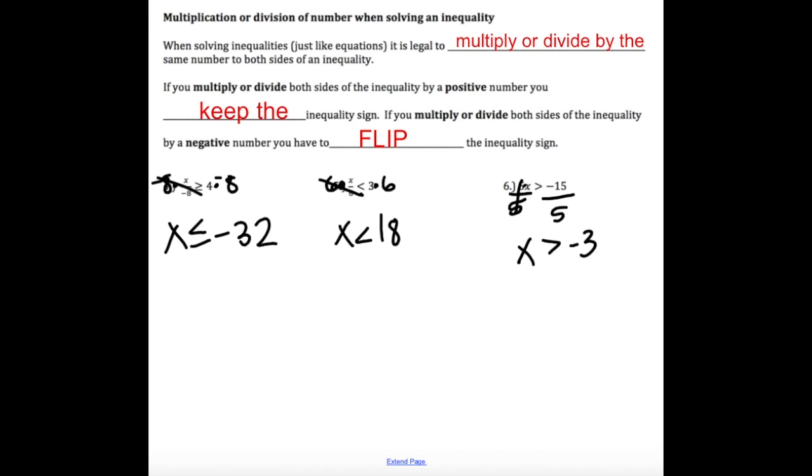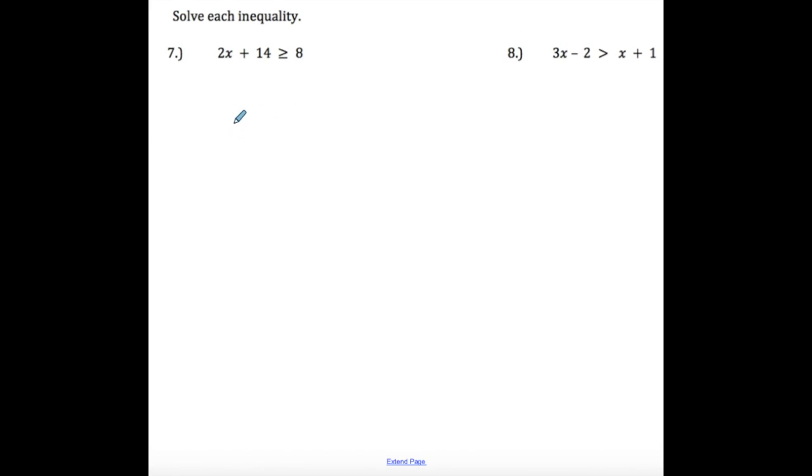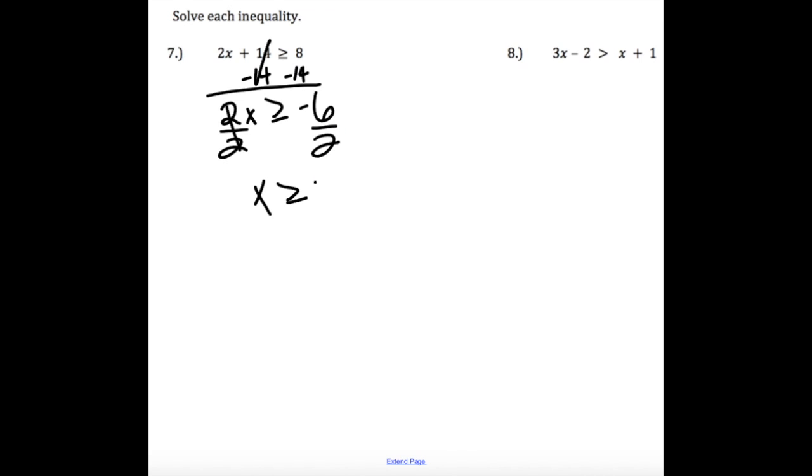So now that we've done a few problems like that, let's do just some general solving. These would be two-step inequalities. I want to get x by itself, so I'm going to subtract 14 on both sides. I have 2x is greater than or equal to 8 minus 14, which would be negative 6. And I'm going to divide both sides by 2. Now I'm dividing by a positive 2, so my inequality sign is going to stay the same.